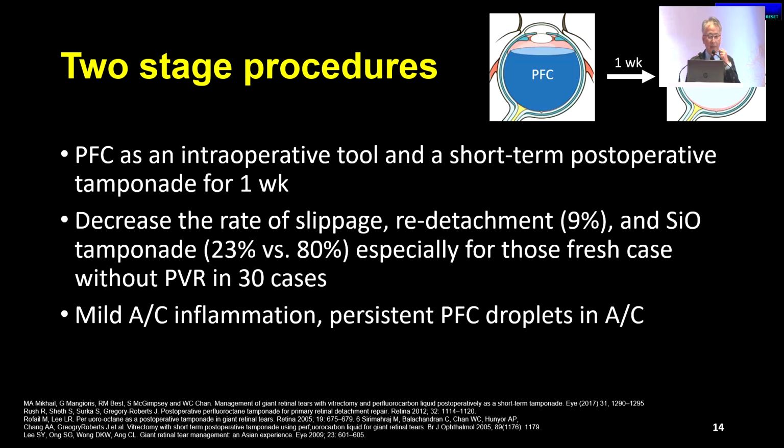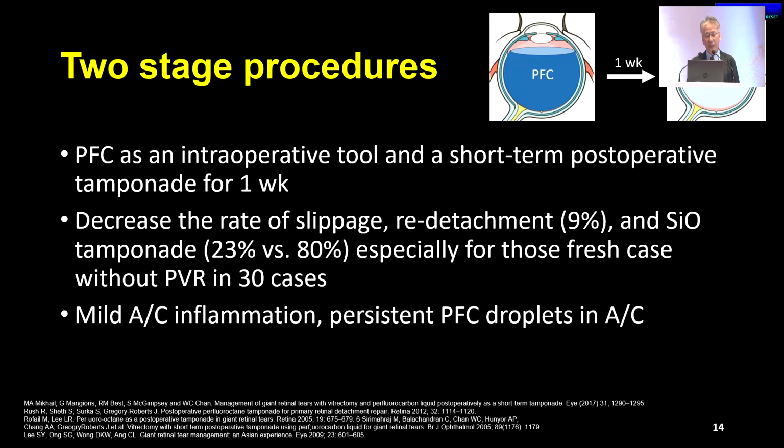The last thing I want to show you is that you can also perform a two-stage procedure for this kind of PVR to avoid slippage. This is a 30-case retrospective study from Belfast. They used the perfluorocarbon not only as an intraoperative tool, but also as a short-term postoperative temporary tamponade for 1 week. After 1 week, they took out the perfluorocarbon and injected gas or silicone oil.